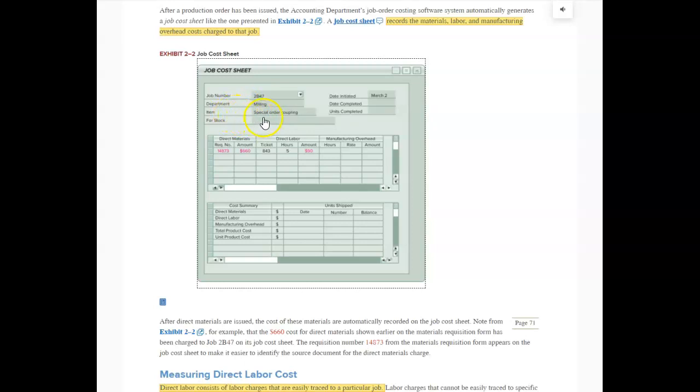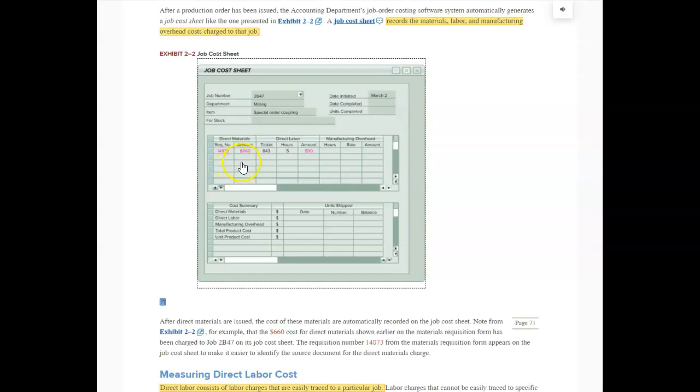Then it describes the item that we are producing. This is a special order coupling. So a customer must have needed some kind of coupling, some kind of special design. So this is what we're going to use to accumulate the cost for this special order. Of course, we have the date initiated, and then we have a couple other items of information: date completed when that occurs, and the number of units completed when we know that.